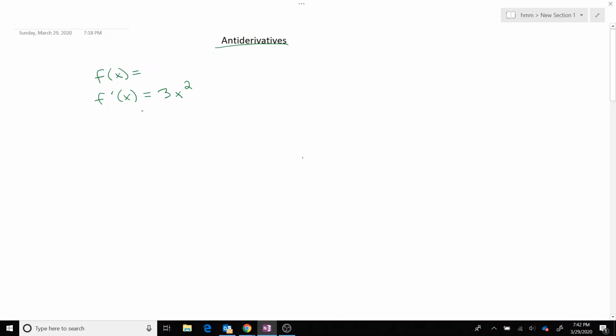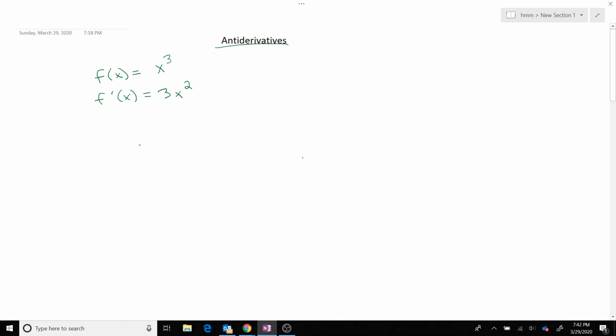In other words, this time, instead of giving you a function and asking you to take the derivative, I'm giving you the derivative and asking you what is the actual function. Now, if you think about this a little bit, you might be smart enough to figure out, hey, I think the function was x cubed. Because if I take the derivative of x cubed, I would get 3x squared. And you would be right.